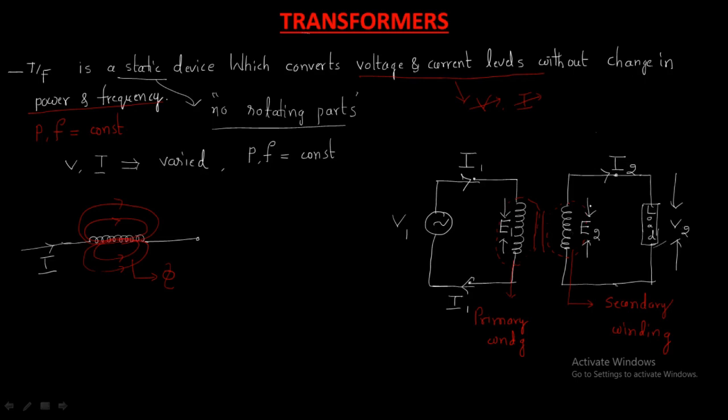Whenever a source and a load are there, electrical power is automatically supplied from the source to the load, in the form of current. So current I2 will be flowing. We are giving V1, I1, and finally we will get V2, I2. In this process, by the principle of mutual induction, power conversion is done here.